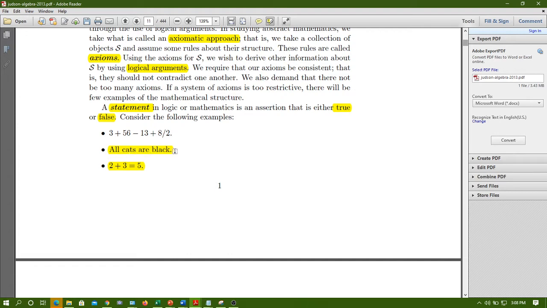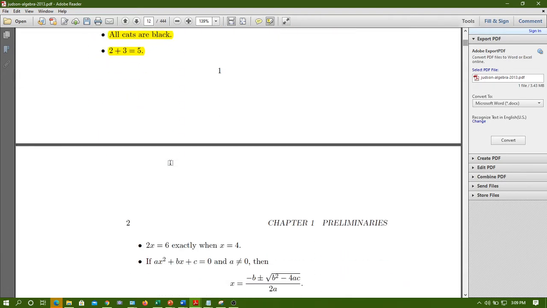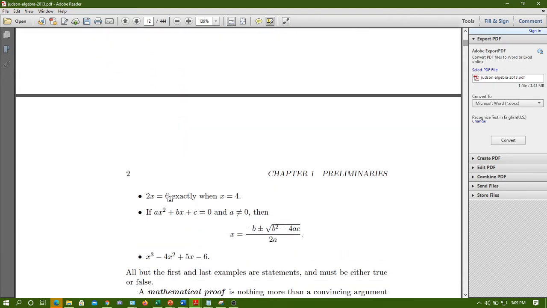All cats are black. Okay, true or false? False. 2 plus 3 equals 5. True. These two are statements. But example number 1 maybe is not. 2x equals 6 exactly when x equals 4. Okay, 2 times 4 equals 6, exactly when x equals 4. Is that true or false?